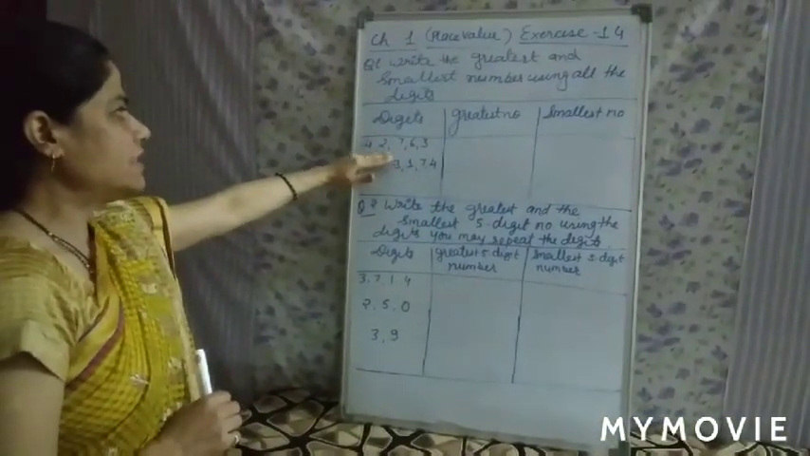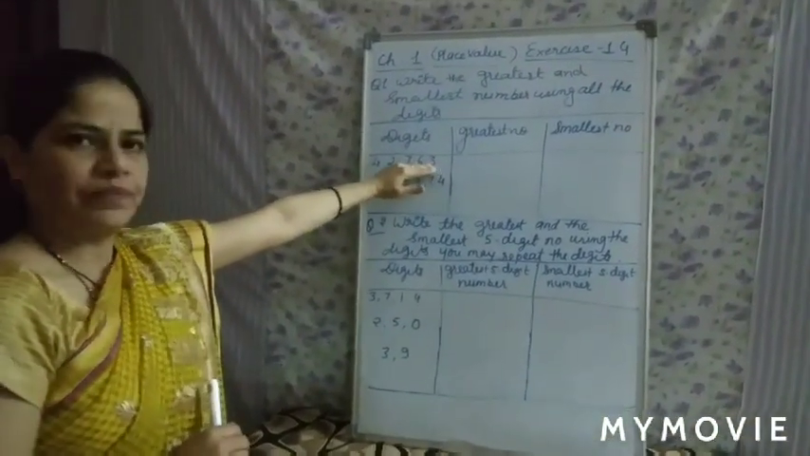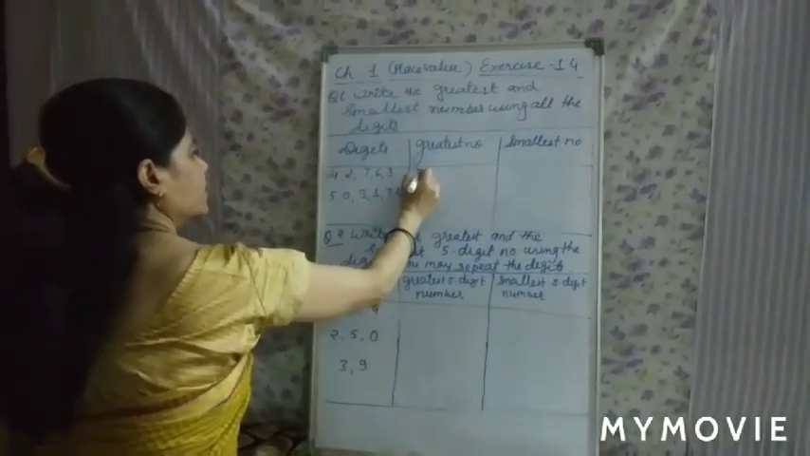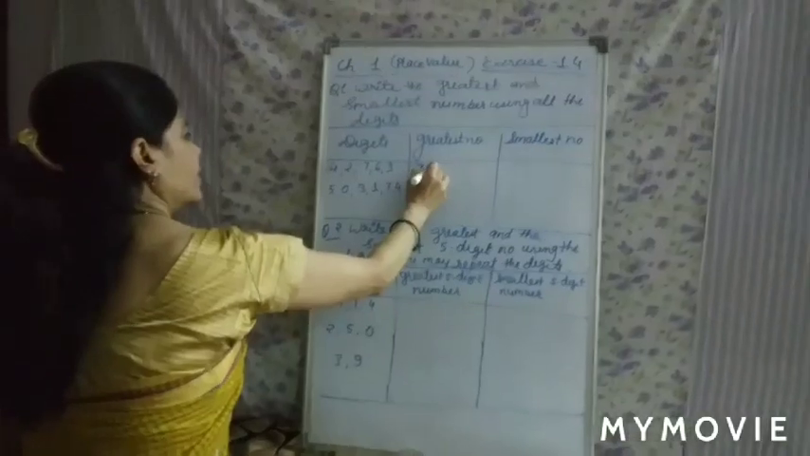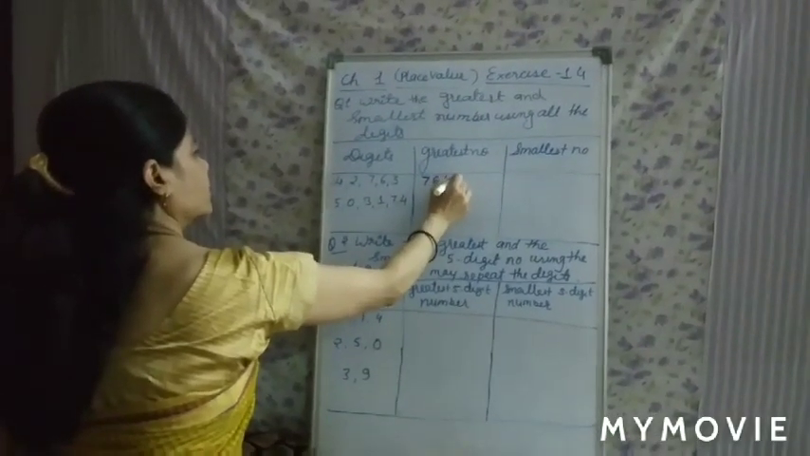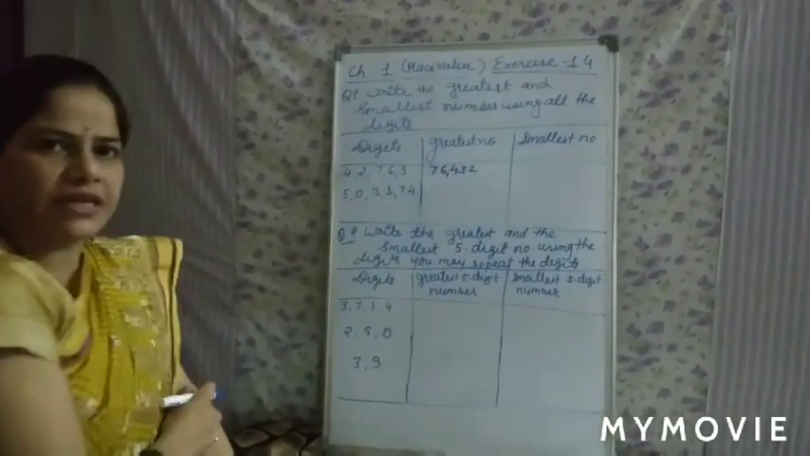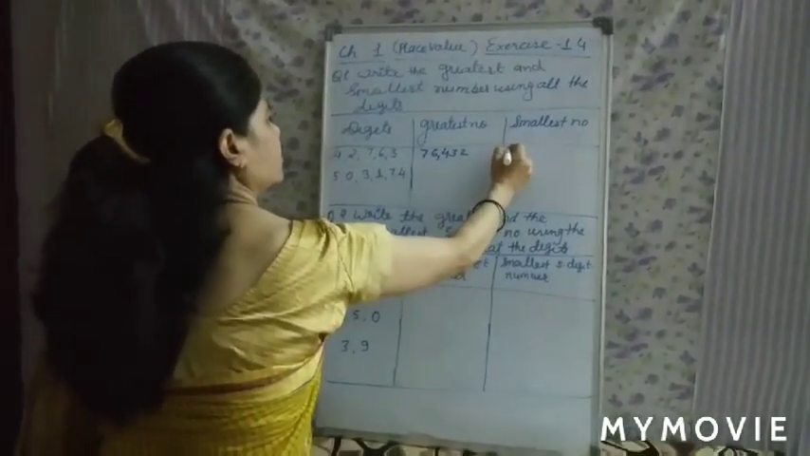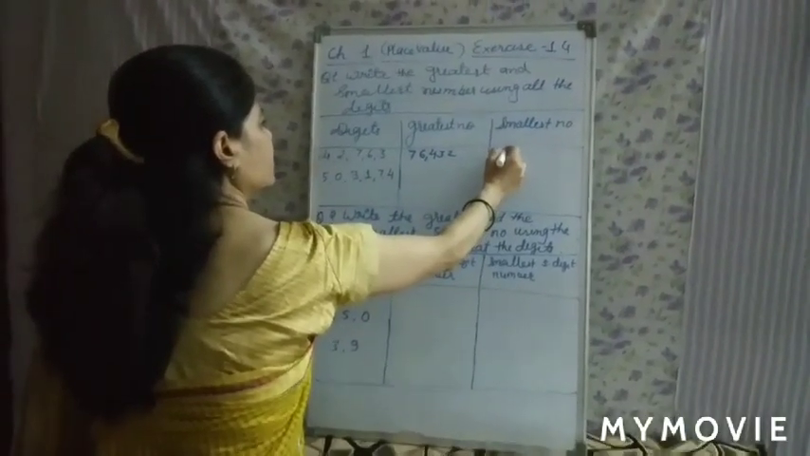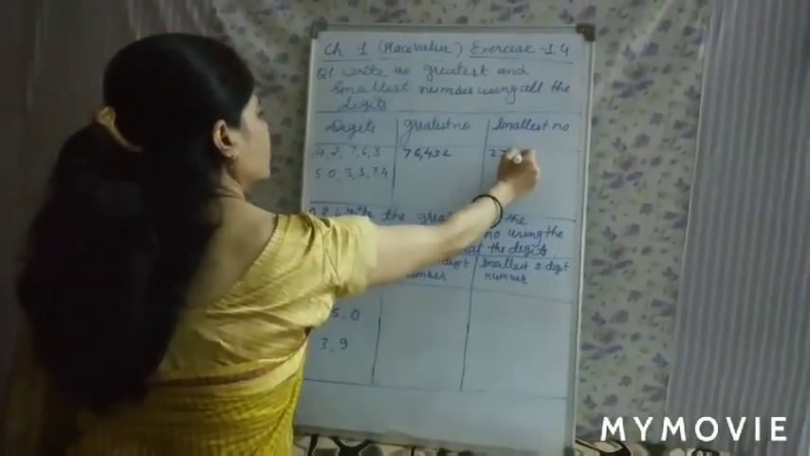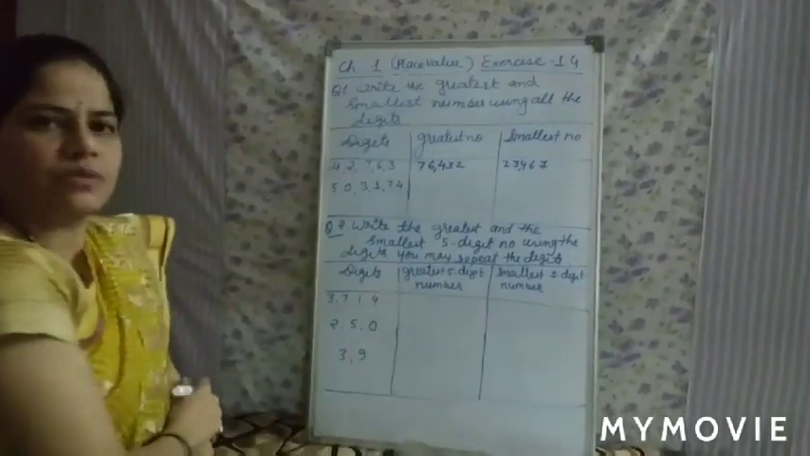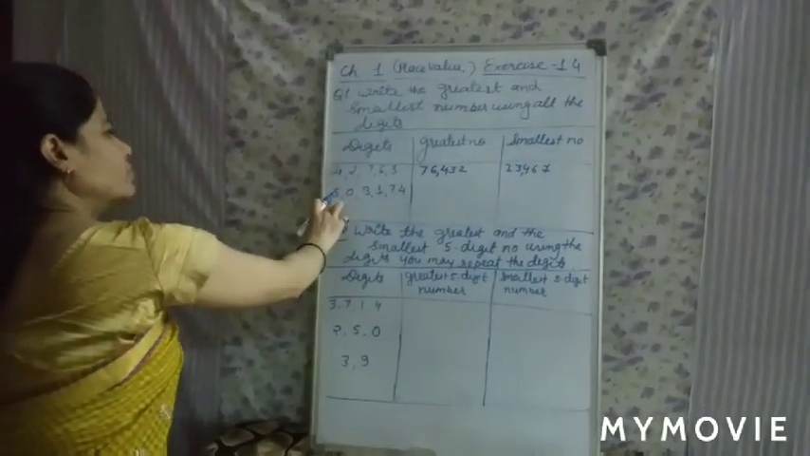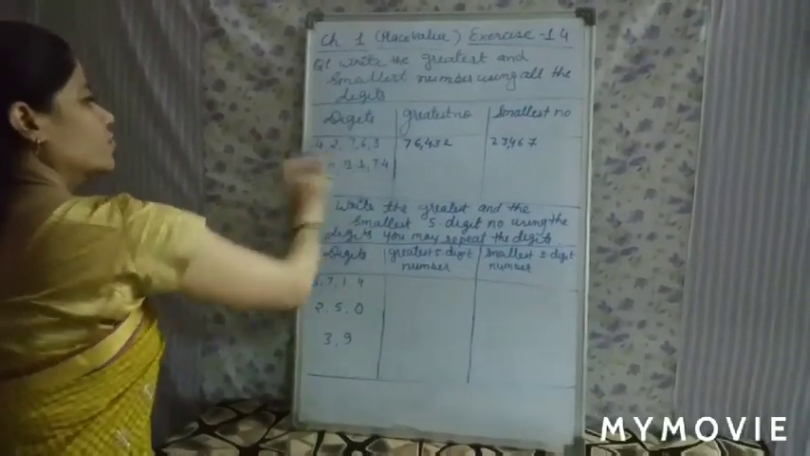So these digits are 4, 2, 7, 6, 3. Now you have to form the greatest number. So you will write first the greatest digit, which is 7, then 6, then 4, then 3, then 2. So this is the greatest number, 76,432. Now you have to write the smallest number. So you will write the smallest digit firstly, 2, 3, 4, 6, 7. So the smallest number is 23,467.